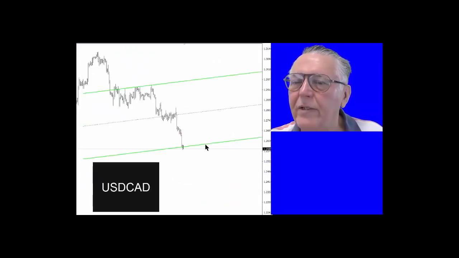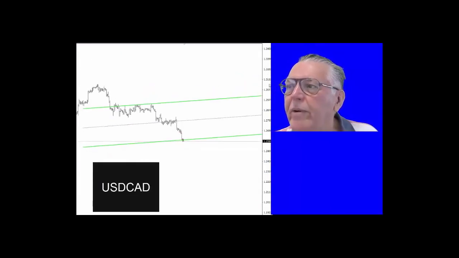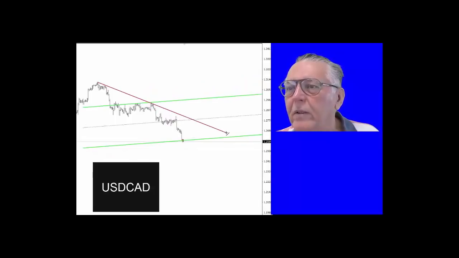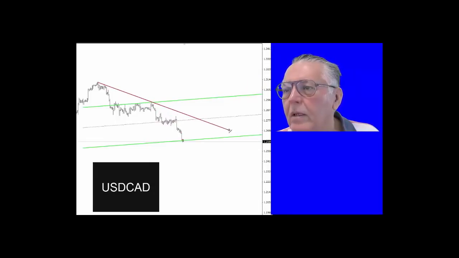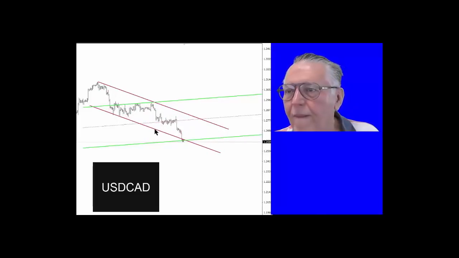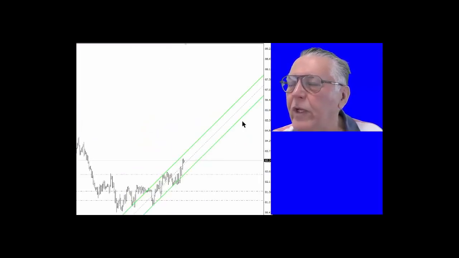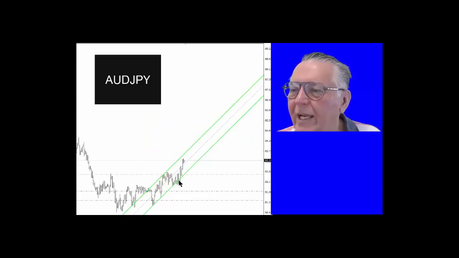Next one, the Canadian dollar. Oh, very messy chart. This is in fact the channel, something like that. So it's 1, 2, 3, 4, and this bounce is an against the trend bounce, so I'm not going to trade this currency for now. Then we've got the Aussie yen, which is the same situation. We've got an against the trend.